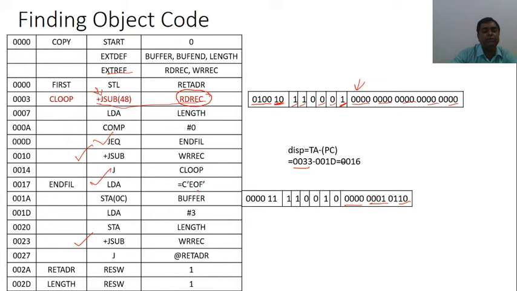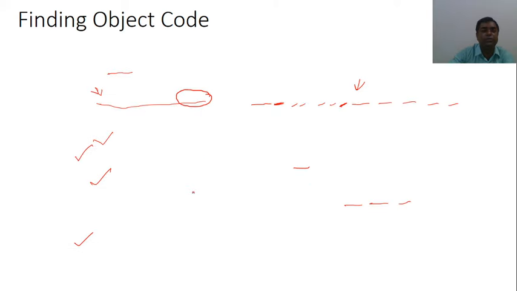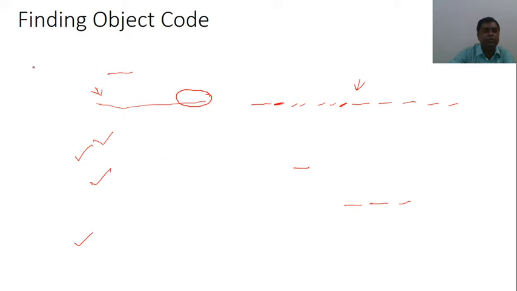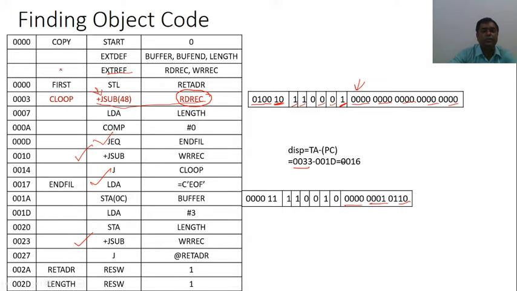For this instruction, let's discuss this one also. LDA =C'EOF'. First we have to find out the target address corresponding to =C'EOF'. Just look into the literal table. You can see here, this is the literal pool, because LTORG is written here. This is the literal pool generated by LTORG. What is the address corresponding to =C'EOF'? That is 0030. Just use this address as the target address. And what is the content of PC? That is 001A. Apply displacement equal to target minus content of PC, and you will get the displacement. Apply format 3, because this comes under direct addressing, and you will get the object code.